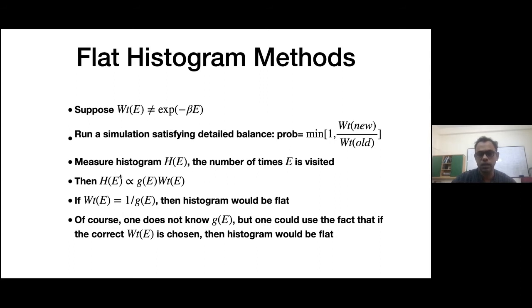Then it's clear that the histogram will be proportional to the density of states times the weight of each configuration. So if I had chosen my weight to be 1 by density of states, then the histogram would have been flat because of this cancellation. Of course, one does not know G of E, but one can use the fact that if I had chosen the correct weight, then the histogram would be flat.